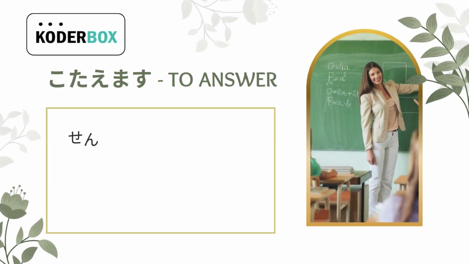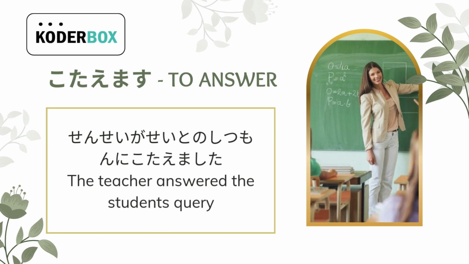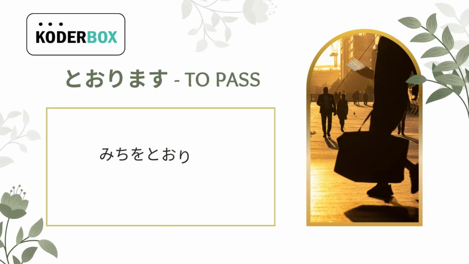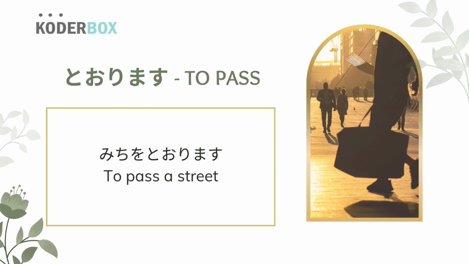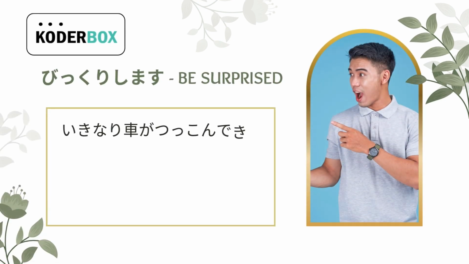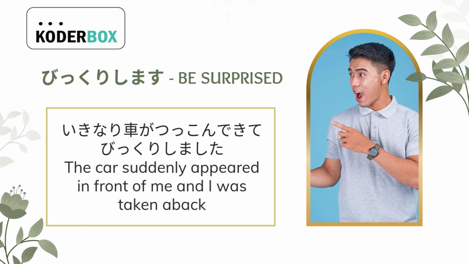First, kotaemasu. To answer. Sensei ga seito no shitsumon ni kotaemashita. The teacher answered the student's query. Second, tooorimasu. To pass. Michi o toorimasu. To pass a street. Third, bikkuri shimasu. Be surprised. Ikinari kuruma ga tobidashite kite bikkuri shimashita. The car suddenly appeared in front of me and I was taken aback.